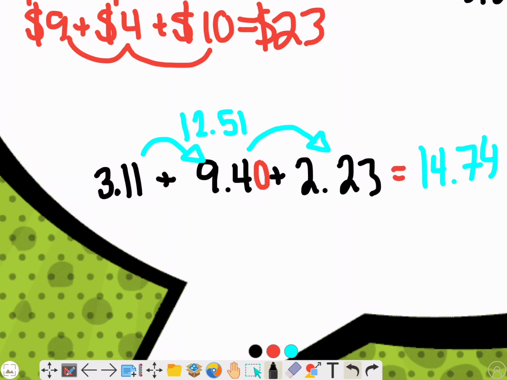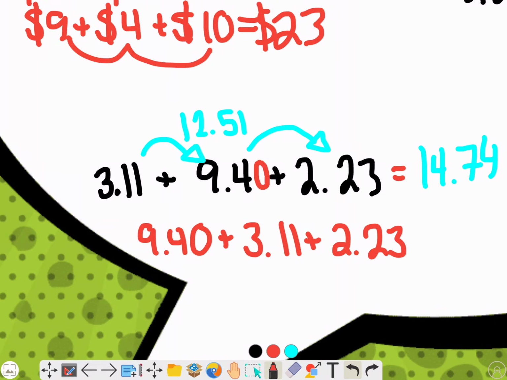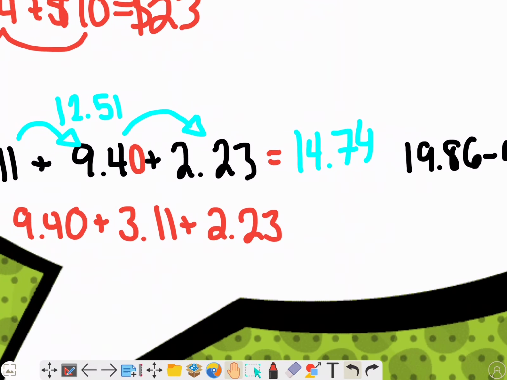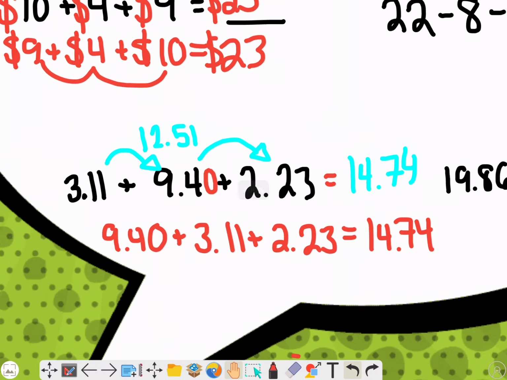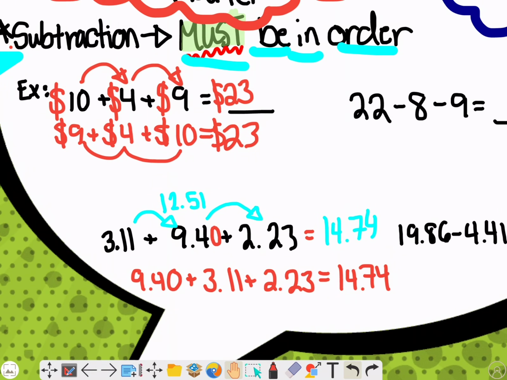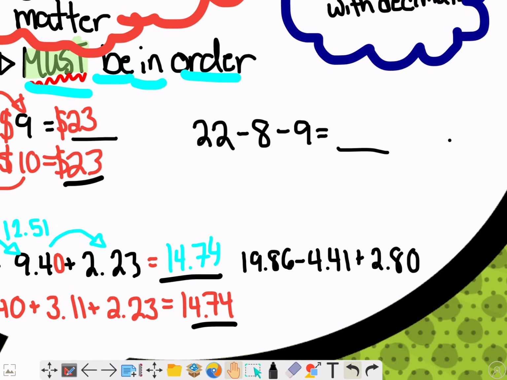Now, if I was to set up the problem differently, like let's say I have 9.40 plus 3.11 plus 2.23, and I add it up, you could check it with me on a calculator, I'm still going to have the same answer of 14.74. So it doesn't really matter what order you do it in, it's still going to yield the same sum. It's not true of subtraction, because think about this.